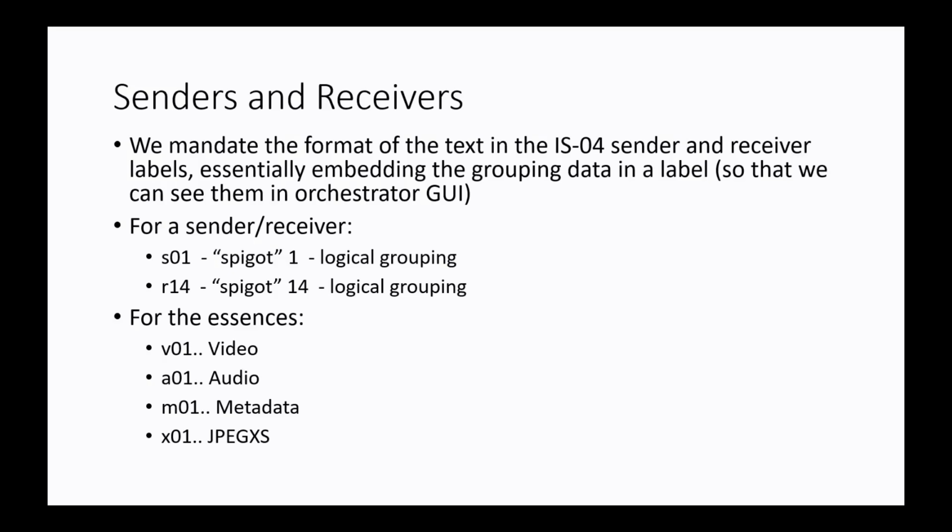So then, for senders and receivers, we've mandated the format of the sender and receiver text using a shorthand of essentially recreating the logical grouping, but in a label. If you think of it as spigots, we're still thinking about what we'd have if we had SDI and a baseband handoff. So spigot 1, that's logical grouping. Everything that says SO1 is related within our IP system. And then for the essences, we've just chosen some labels, some letters that mean things: video, audio, metadata, X for JPEG XS.